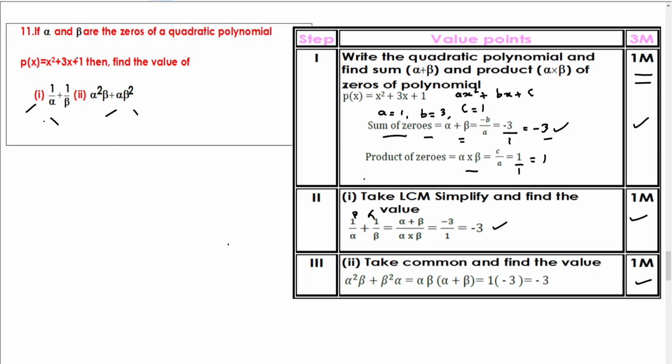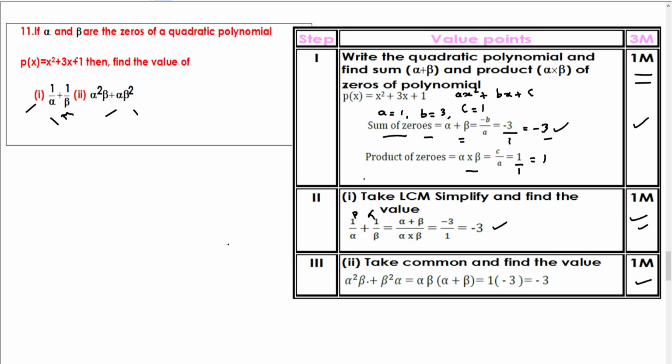Now you take each case. For each case, you will get 1 mark. 1 upon alpha plus 1 upon beta value is asked. Take LCM. It is alpha into beta, and you will get alpha plus beta. You know already from the first step, alpha plus beta is minus 3. Substitute the value. Alpha into beta is 1. Substitute the value. You will get minus 3. For this work, you will get 1 mark.